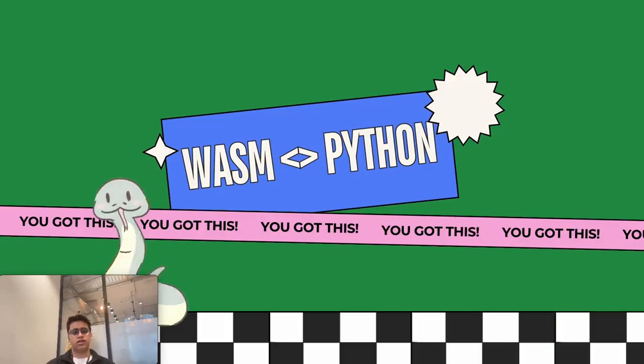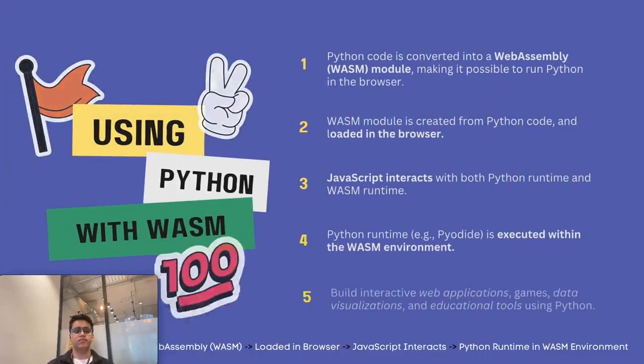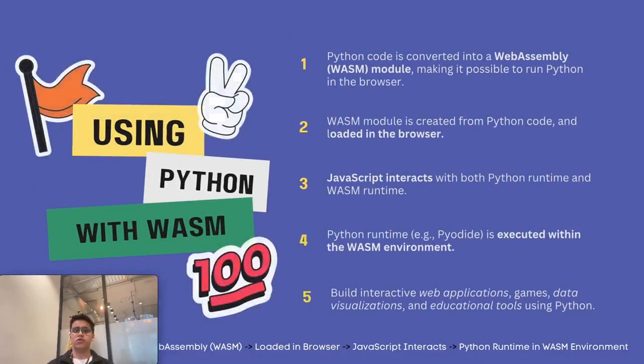And now let's talk about how we can use WebAssembly with Python, and then we'll see how we can create games and eventually run them on the browser. So when you're working with WebAssembly with Python, step one is conversion. You write your Python code, it's converted into a WebAssembly module, and this is a crucial step for Python to run in the browser, which was previously thought of as impossible, but now it's possible with the use of WebAssembly.